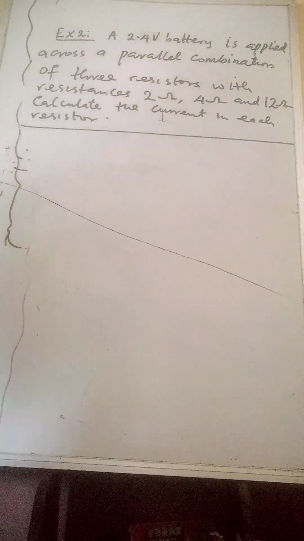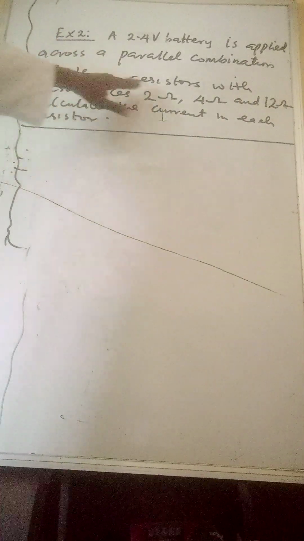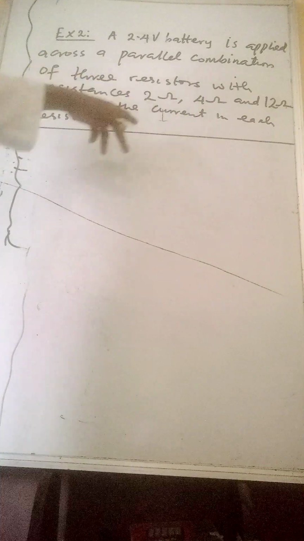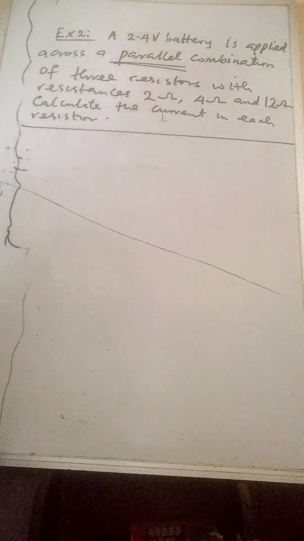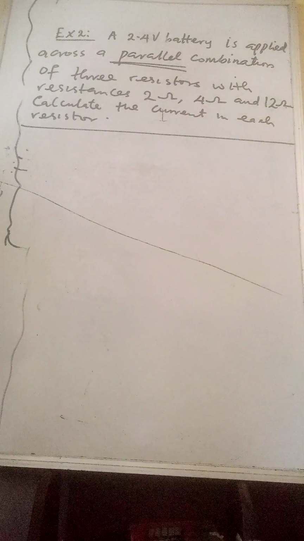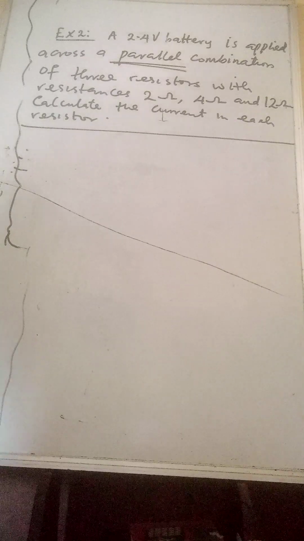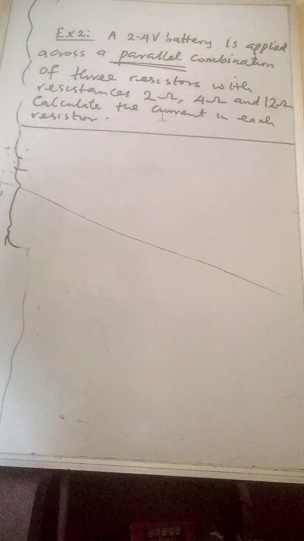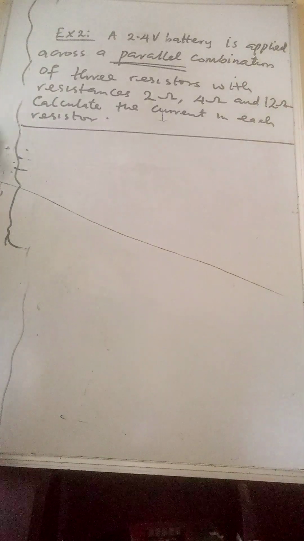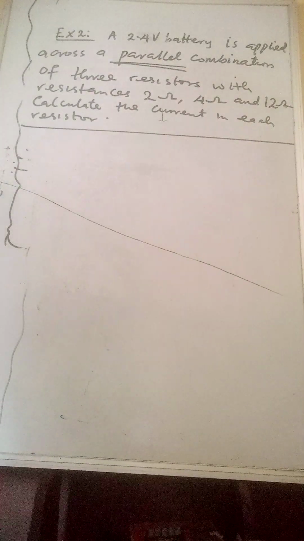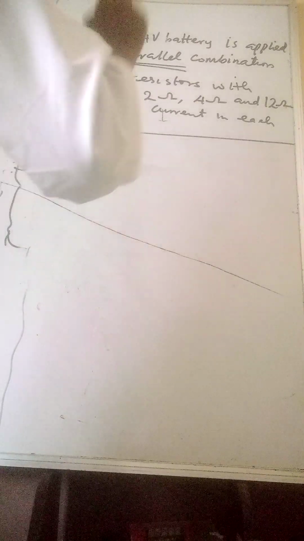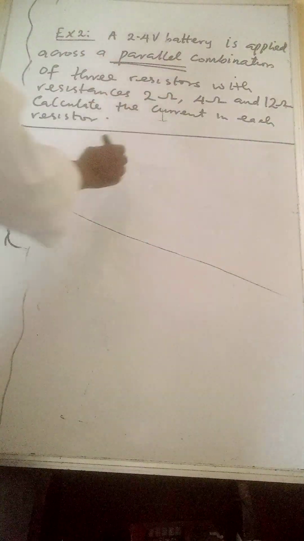The next example is about 3 resistors connected in parallel, as you can see in the question. A 2.4 volt battery is applied across a parallel combination of 3 resistors with resistances 2 ohms, 4 ohms, and 12 ohms. Calculate the current in each resistor. Like I told you, in WAEC or NECO or IGCSE or any other O-level exams, it's advisable you sketch the diagram for the circuit. We call it a circuit diagram. So this is what I'm going to do. I'm sketching the circuit diagram.